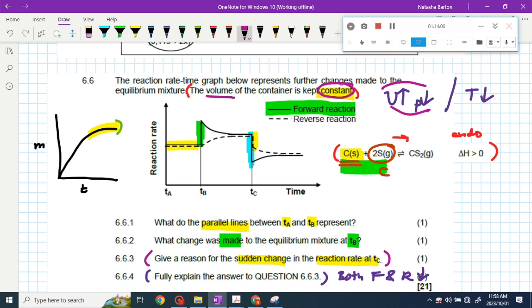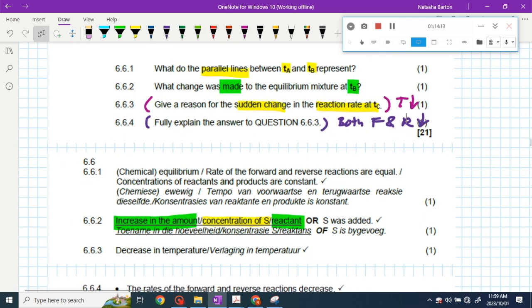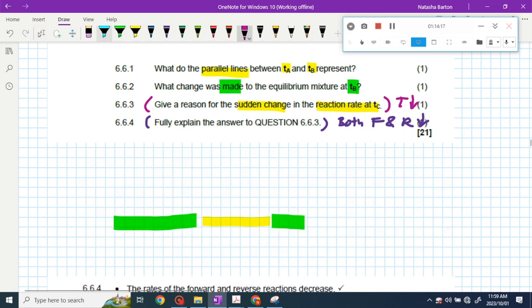And at 6.6.3, we need to say the temperature decreases. Are we happy with that, grade 12s? Okay, now the explanation. This is where you guys lose your marks because you keep restating Le Chatelier's principle. Let's do this and let's just move up.